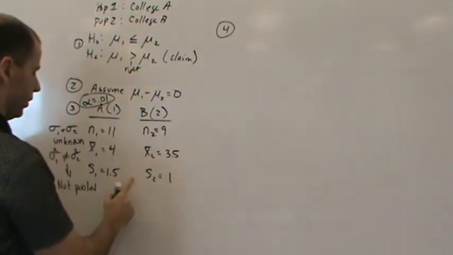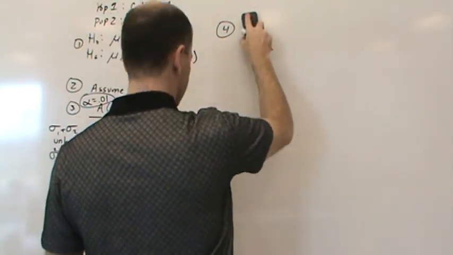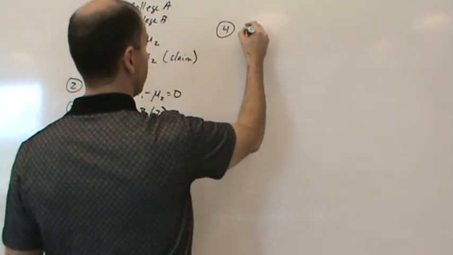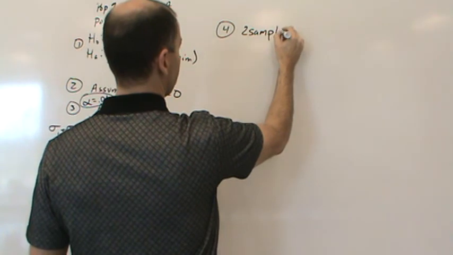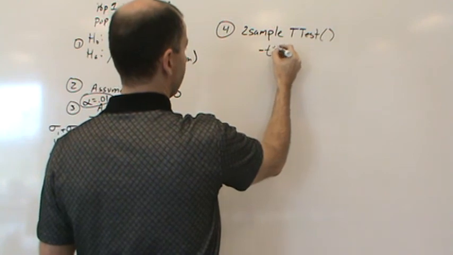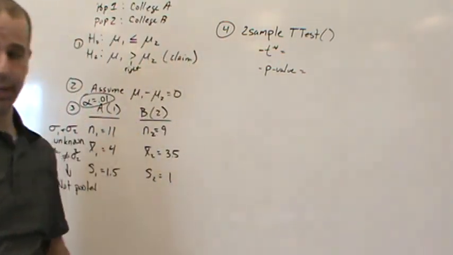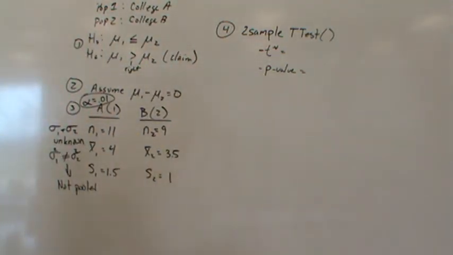In step 4, we're going to use the t distribution, which is the 2-sample t-test. And so t star and p-value will come directly from that. So I'm just going to go to the calculator. I'm not going to deal with doing the calculations again. I'm just going to go straight to the test. We're going to use stats again because we have the sample statistics.